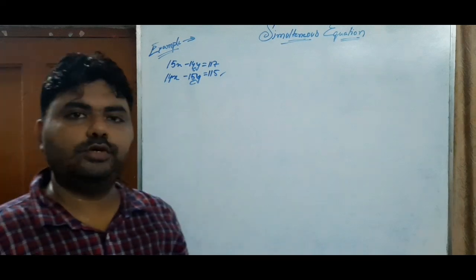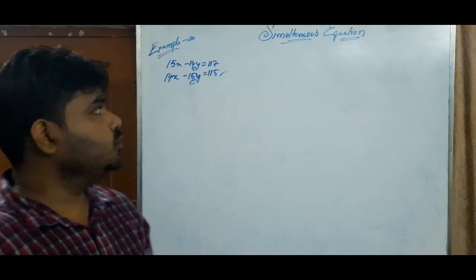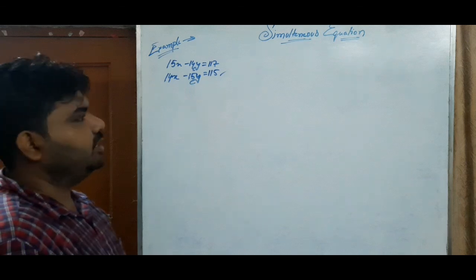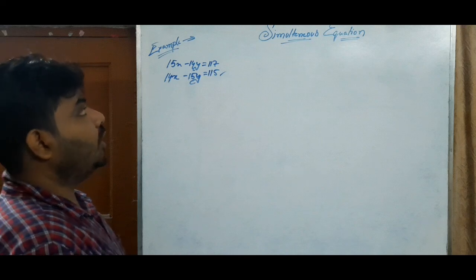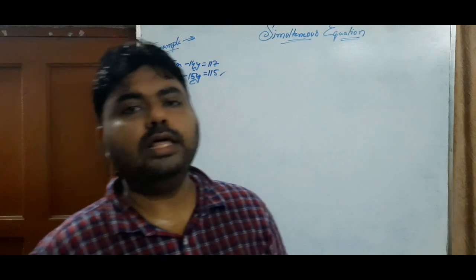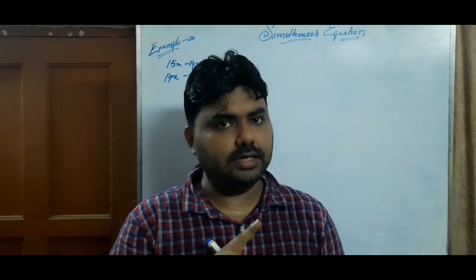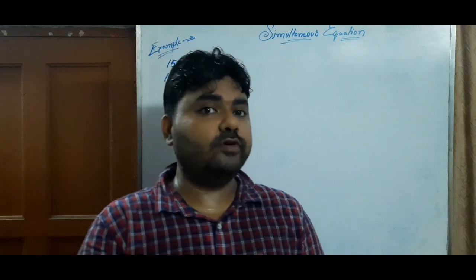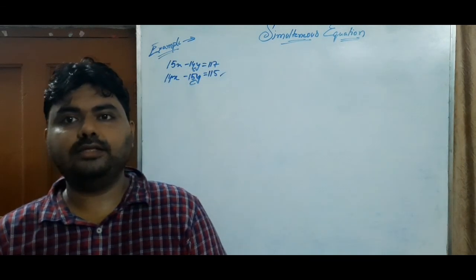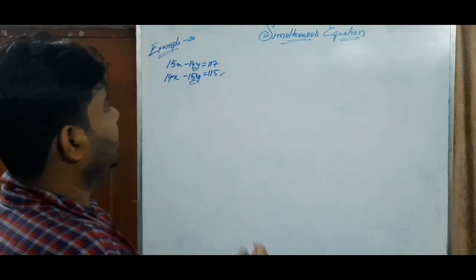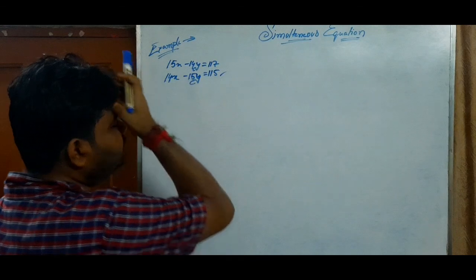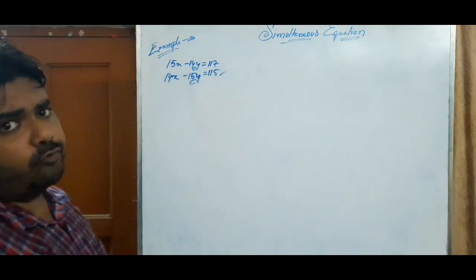Now we will solve this equation with the help of elimination method. So to eliminate, we have to eliminate any of the x or y, any of the variables. So what we have told, that we have to make sure that the coefficient of that variable should be same. To make the two coefficients equal, we have to multiply equation 1 with 15 and equation 2 with 14.